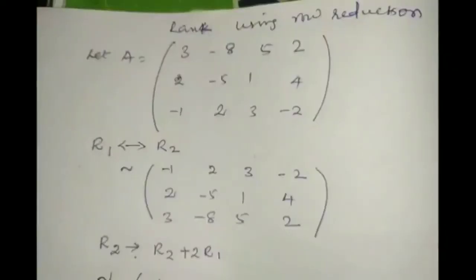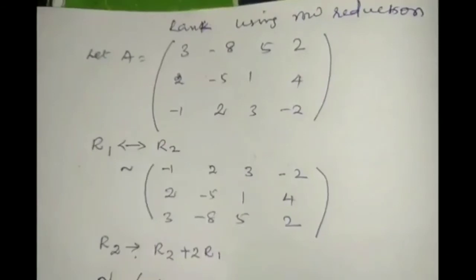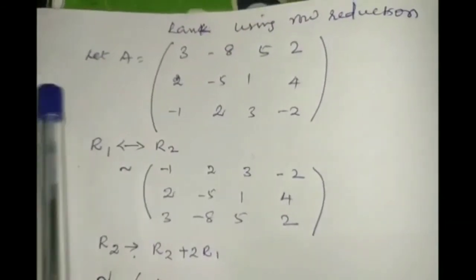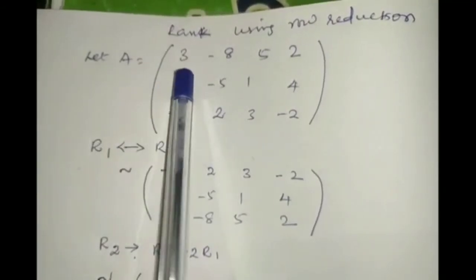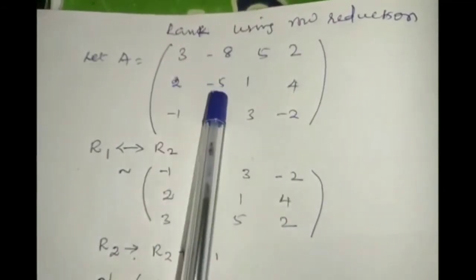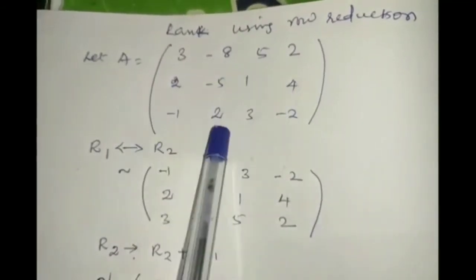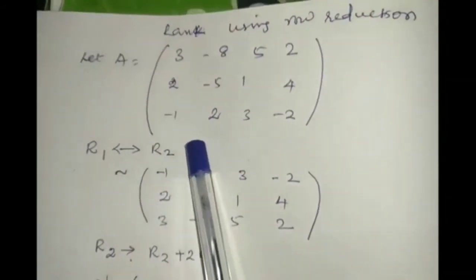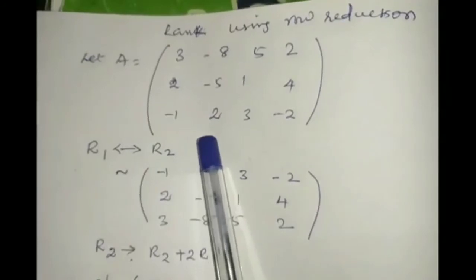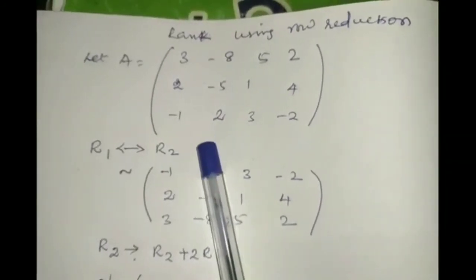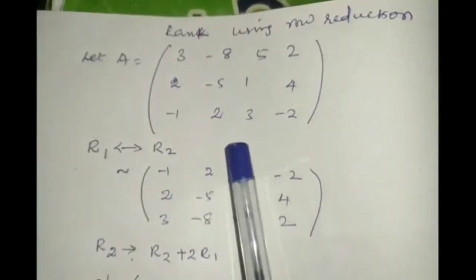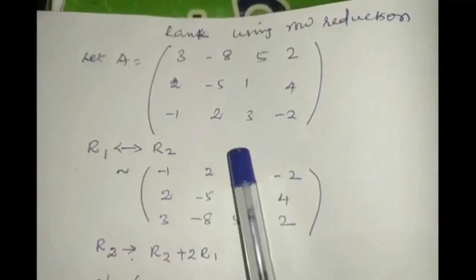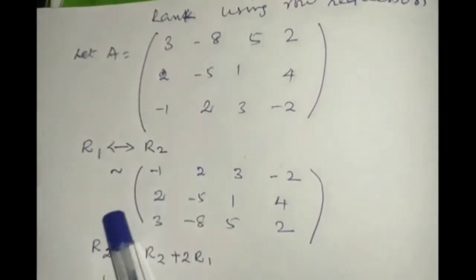Next we are going to do the 3 mark sums. In the next sum we are going to find the rank using row reduction method. In this the matrix is named as A is equal to [3 minus 8 5 2; 2 minus 5 1 4; minus 1 2 3 minus 2]. So this is of the order 3 by 4 matrix. So the rank may be 3 or less than 3.